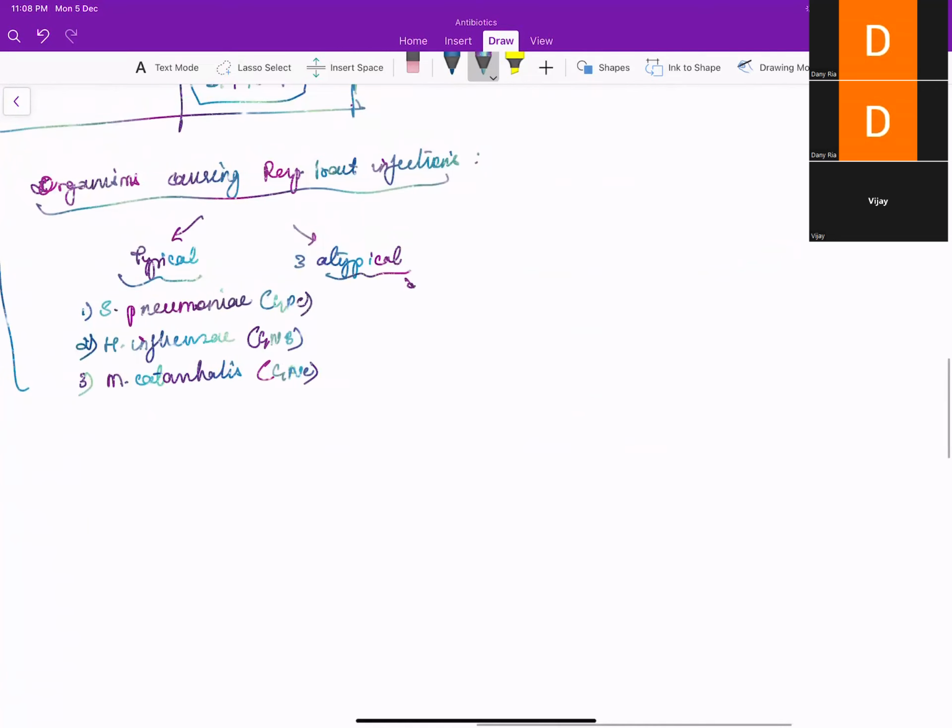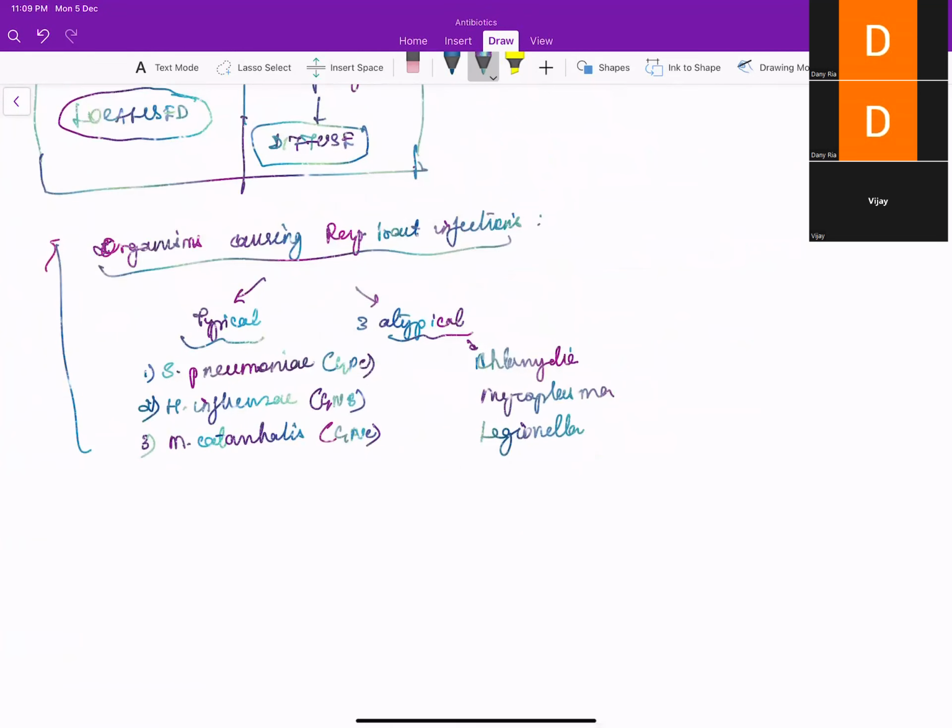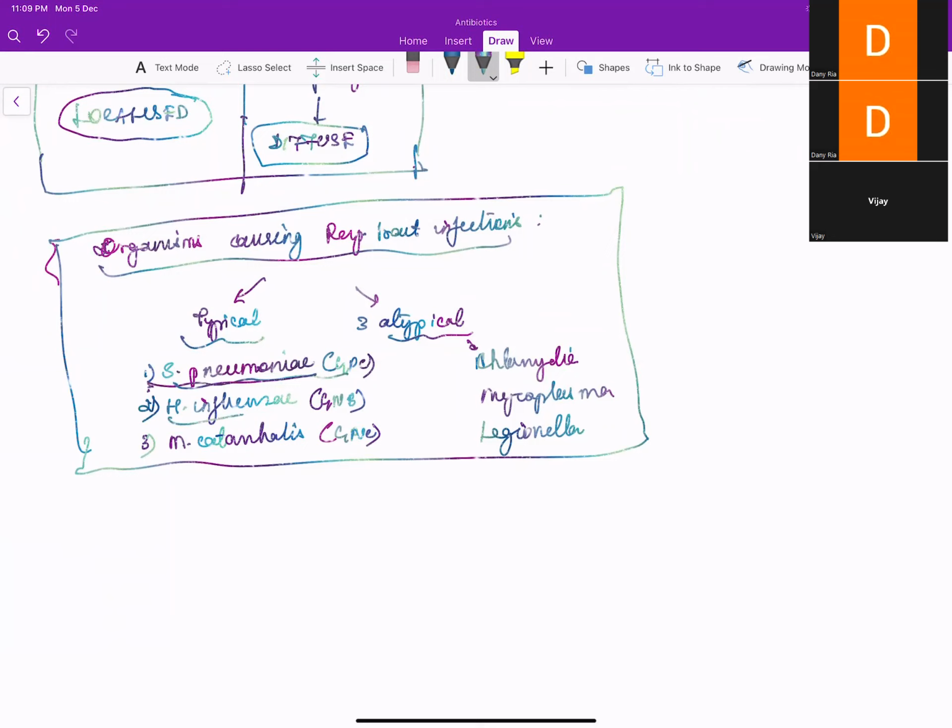Three atypical we had already discussed: Chlamydia pneumoniae, Mycoplasma pneumoniae, and Legionella. So remember this in a set: organisms causing respiratory tract infection. Respiratory tract infection means pneumonia, upper respiratory tract infections, everything. They are even prone to cause meningitis also, but not all of these can cause it. Streptococcus pneumoniae typically causes it, H. influenzae can cause it, Legionella can cause it, the others less likely.